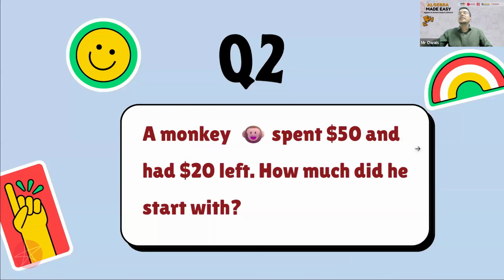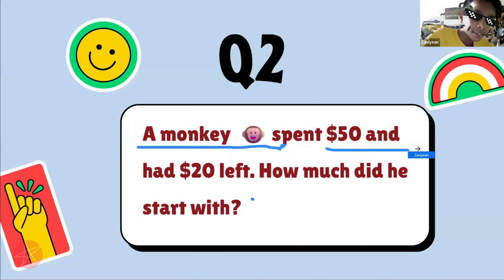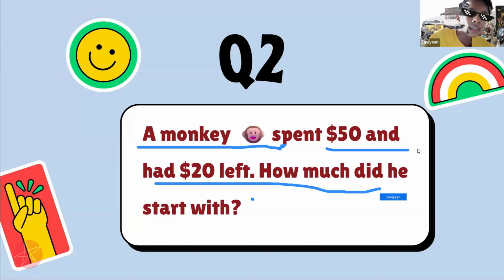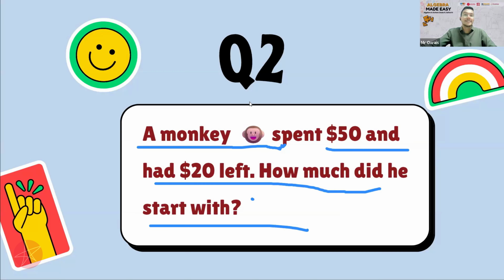All right, so we've got another question on the same concept of a part whole model, okay? The whole is going to represent the entire thing, and then that's going to be split into some parts. Any volunteers for this question? Yeah, sure. A monkey had spent $50 and had $20 left. How much did he start with? It's plus. Okay, but you need to draw the model. Can you actually do that for me?